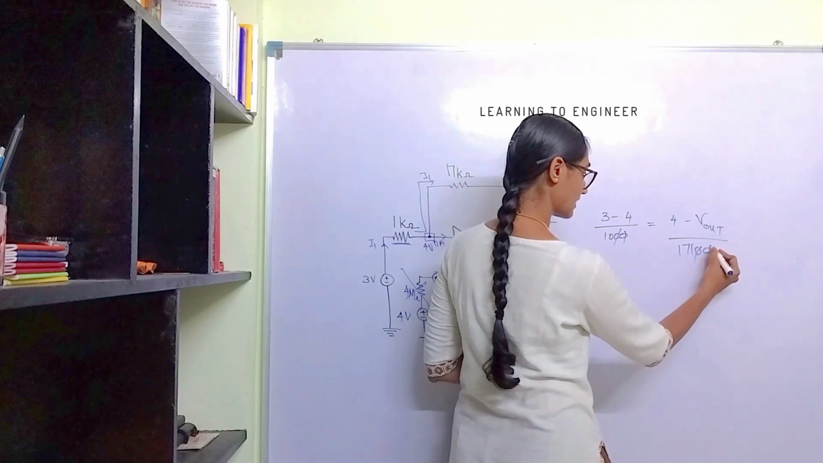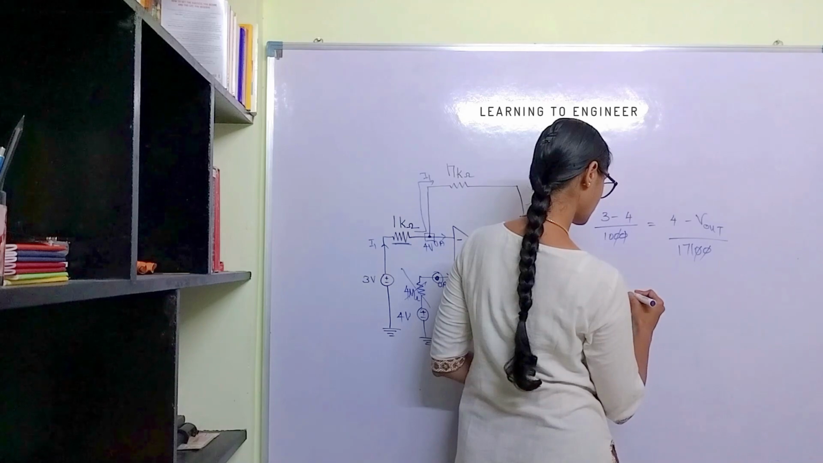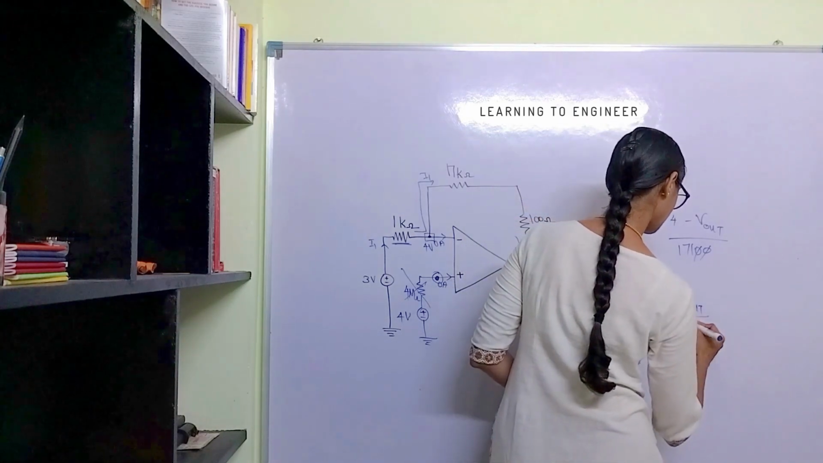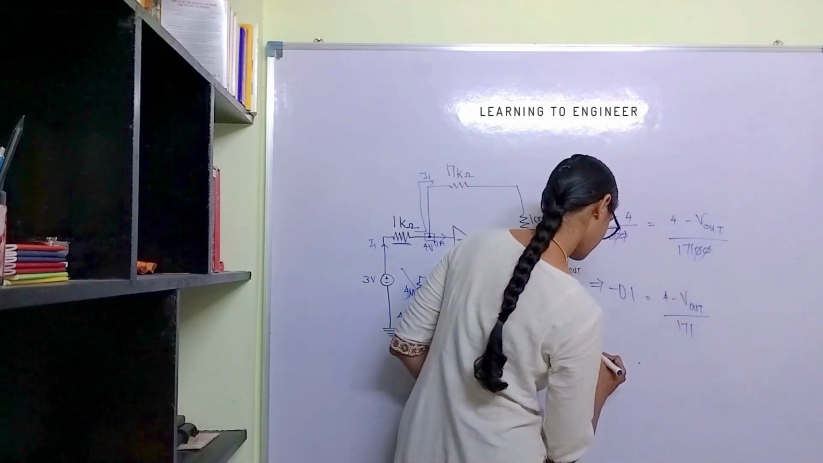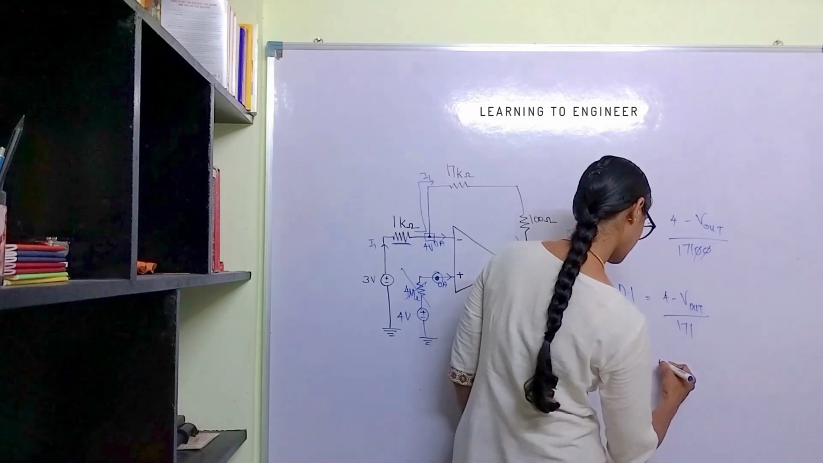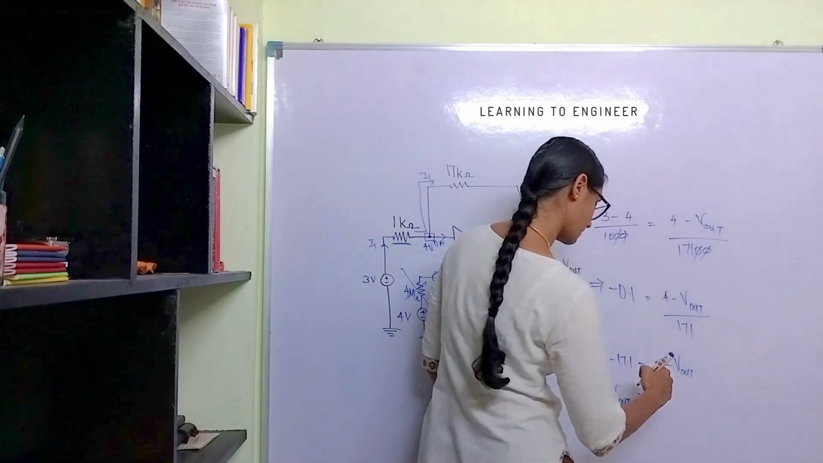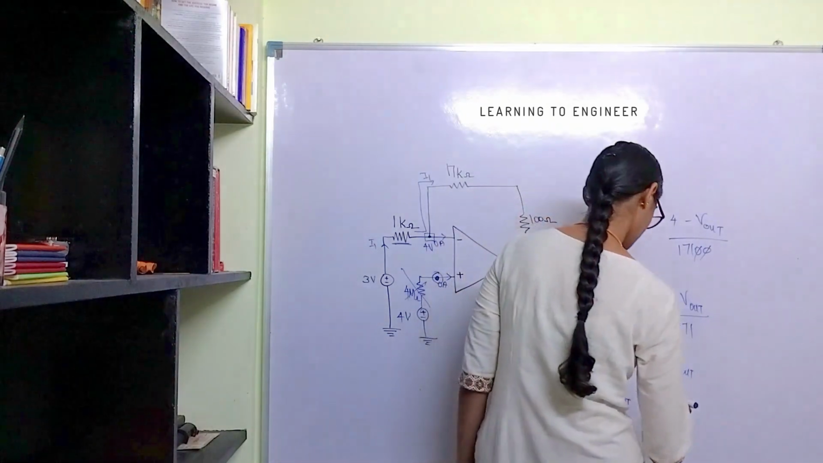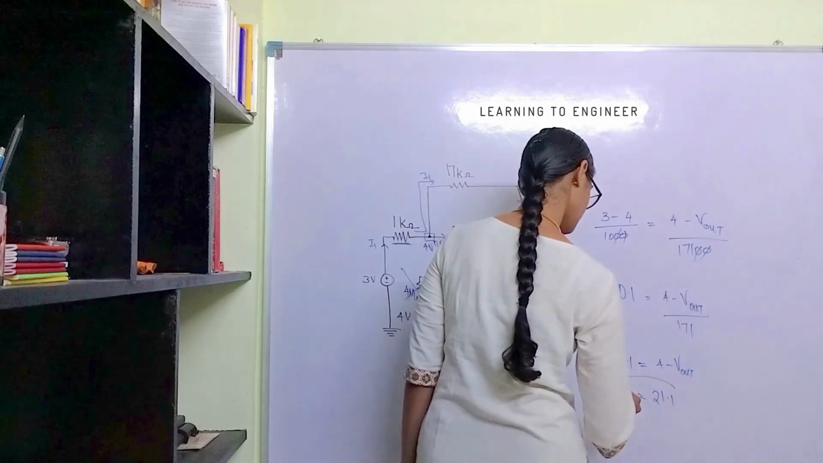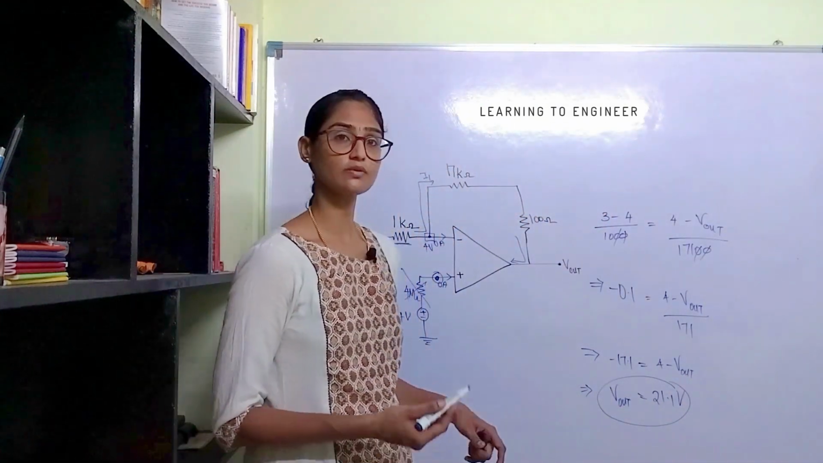So let's cancel the terms. We will get minus 0.1 is equal to 4 minus V out divided by 171. So this implies that I am taking this 171 here. Minus 17.1 is equal to 4 minus V out. So the value of V out will be 4 plus 17.1, which is 21.1 volt. So this is the value of the output voltage.